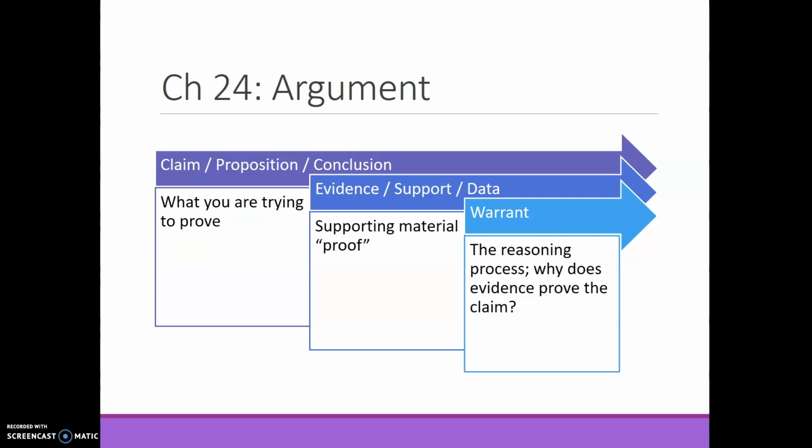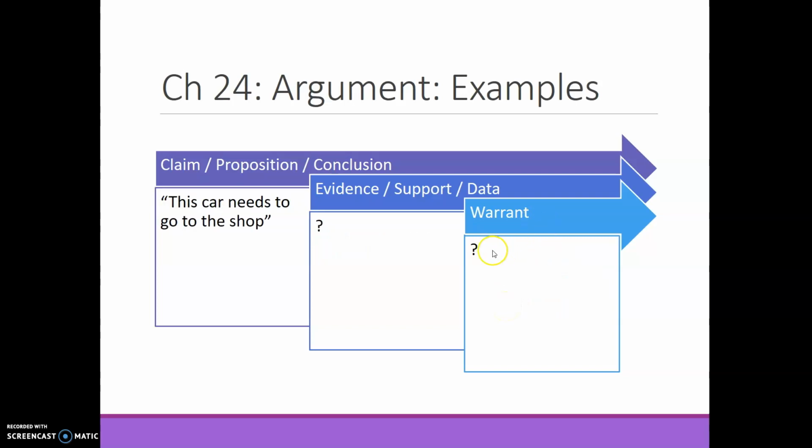And then the warrant, going back, is so why does your evidence prove the claim? And that can be different reasons. It could be historical. The last time the muffler made this noise, it needed to go to the shop. It could be out of the manual. The manual says when this light comes on, it needs to go to the shop. So there are many different evidences and warrants, but you need to make sure that they back up your claim.